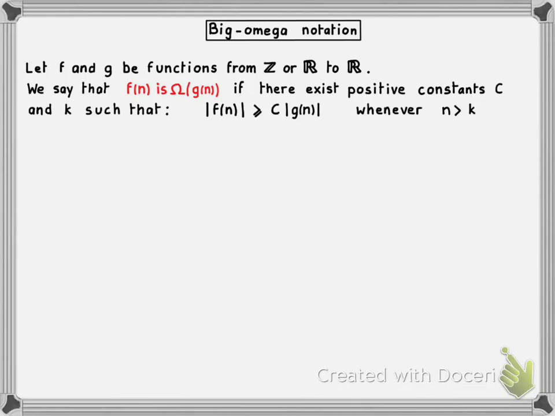So notice the only thing to change in this definition to get the big O notation definition. In other words, to go from omega here to big O, you just have to change the greater than or equal sign to a less than or equal sign.